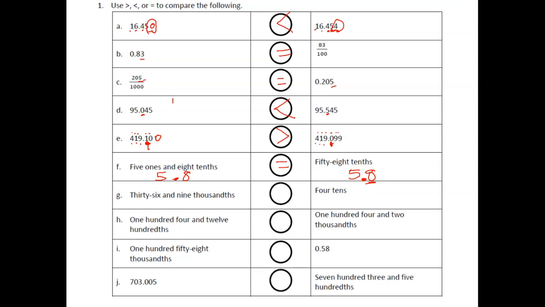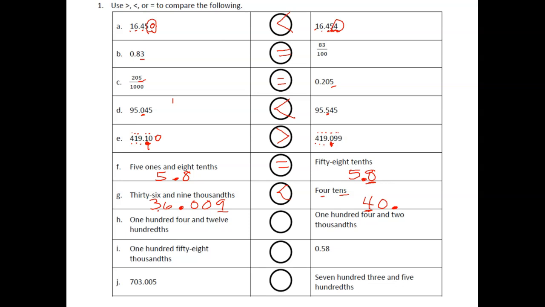So looking at G, we said 36 and 9 thousandths. So we have 36, decimal, and we have 9 in the thousandths place. So now we have 4 tens. 4 has to be in the tens place. So which one is more? We look at our tens place. I have a 3 in the tens place here, and I have a 4 in the tens place here. So therefore, the less than sign is what I'm going to use, because 36 and 9 thousandths is less than 40 or 4 tenths.